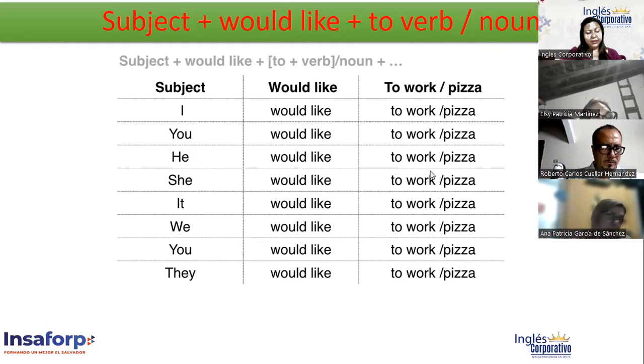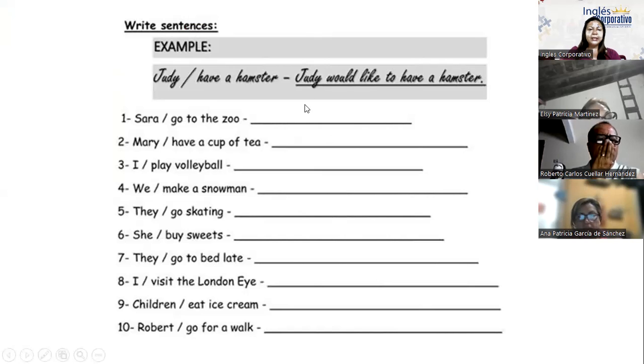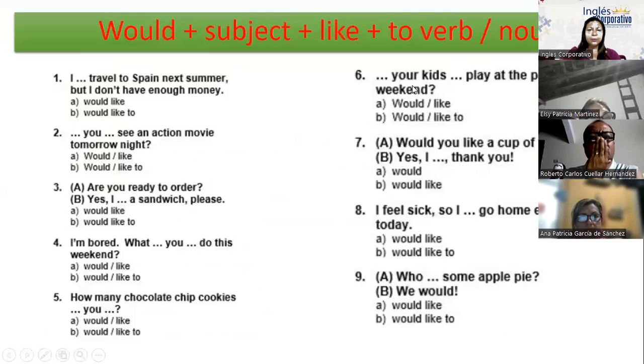This is in the affirmative form. In the negative form, the only thing is that you are going to add not after would. I would not like, you would not like, or in the contracted form, wouldn't, which is you add an apostrophe T. You wouldn't like, he wouldn't like, okay? In the next slide, you will see this one. In the question form, we move would to the beginning. We start the question with would plus the subject plus like to and the verb or a noun.